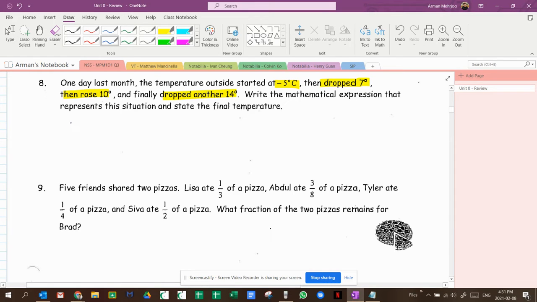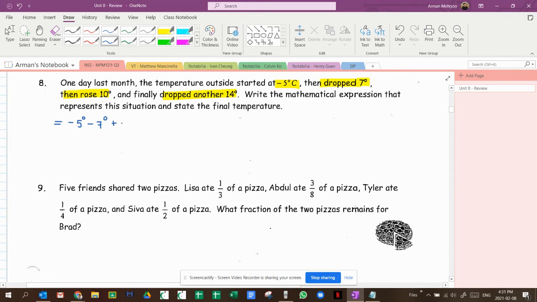So let's see if we can figure this out. Basically, I start at -5 degrees Celsius. I drop 7 degrees. So if I'm dropping, I'm becoming more and more negative. Think of a thermostat temperature dropping. As it drops, you get into the negative numbers. So I drop 7 degrees.